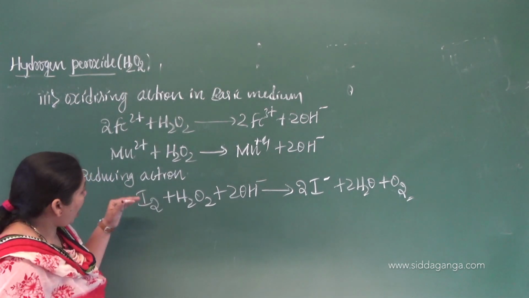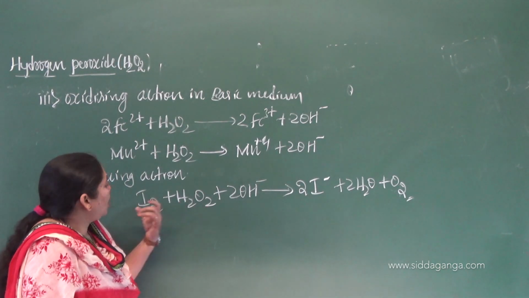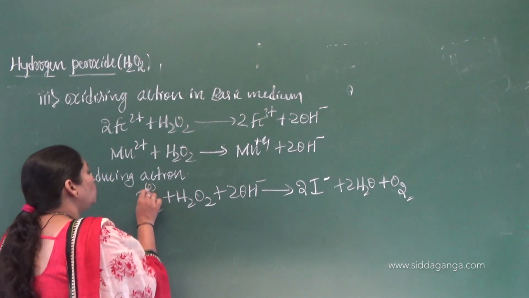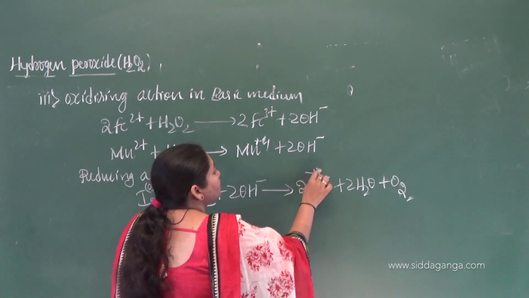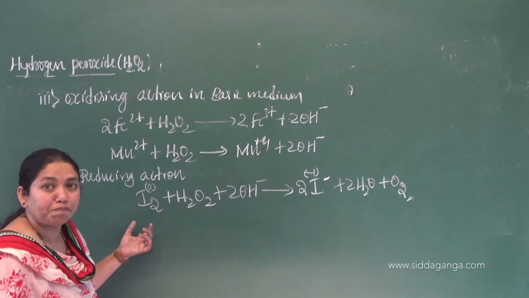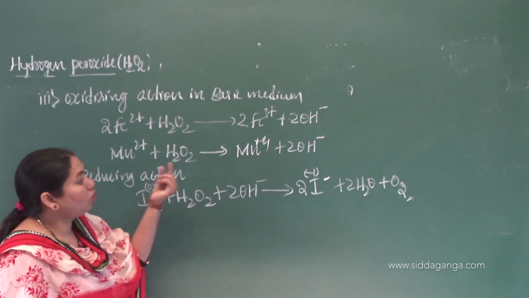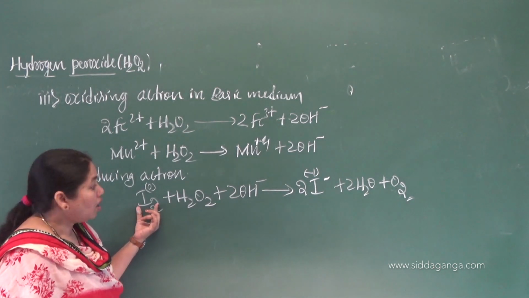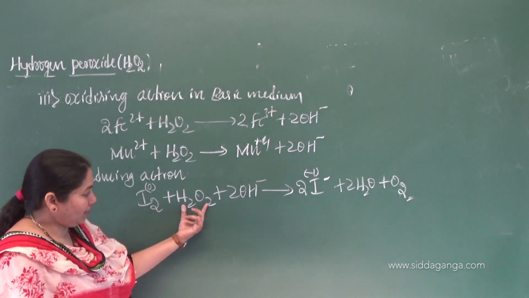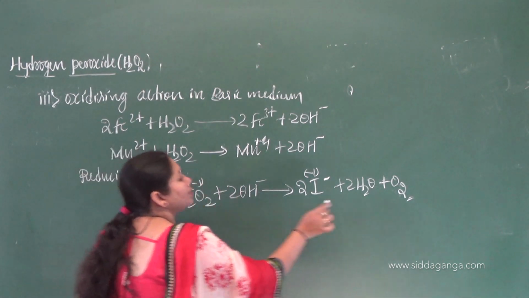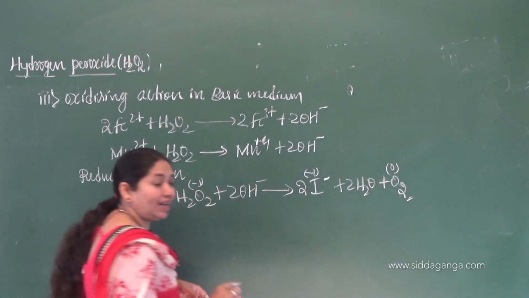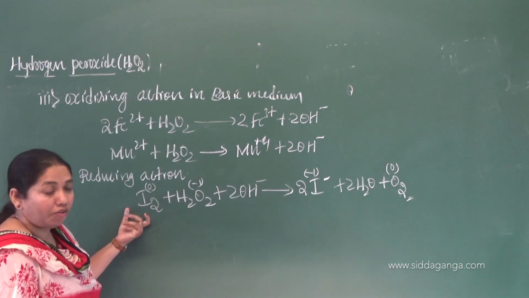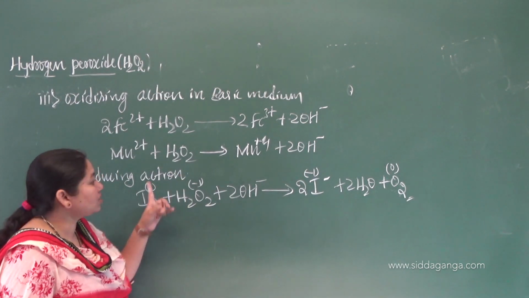So now hydrogen peroxide is undergoing oxidation and iodine is undergoing reduction. The oxidation number is 0 in the elemental state, and -1 in the iodide. So 0 to -1, there is a reduction in the oxidation number, that means it is undergoing reduction. What about this one? Oxidation number is -1, and here it is 0. It is undergoing oxidation. That's why it is the reducing agent in this example, which oxidizes itself and reduces others.